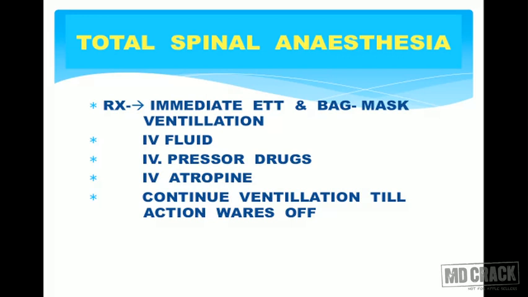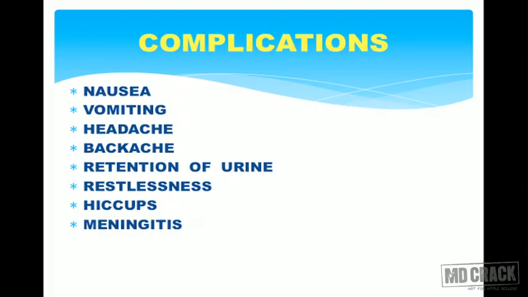You have to just intubate the patient and ventilate with bag and mask till the phrenic nerve paralysis, which is caused by spinal anesthetic drugs, wanes off. So this is how you treat total spinal anesthesia. What are the other complications of spinal anesthesia? They are just simple normal things like nausea and vomiting, that can be treated with antacids and antiemetics.